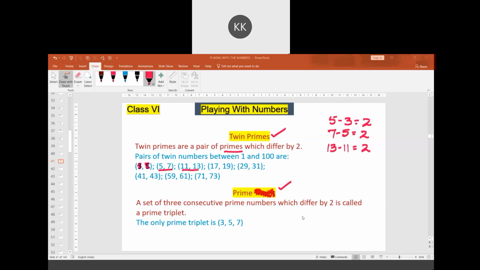Sir, I have a doubt. 3 and 4 are co-prime numbers, sir. You tell me, are 3 and 4 co-prime numbers or not? Sir, they are co-prime numbers only. Why are they co-prime numbers? Because they have only one common factor. The common factor is 1.